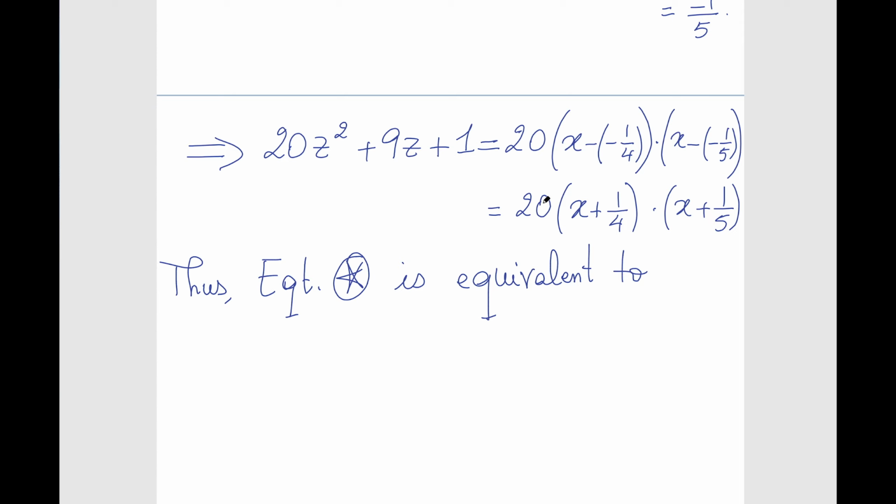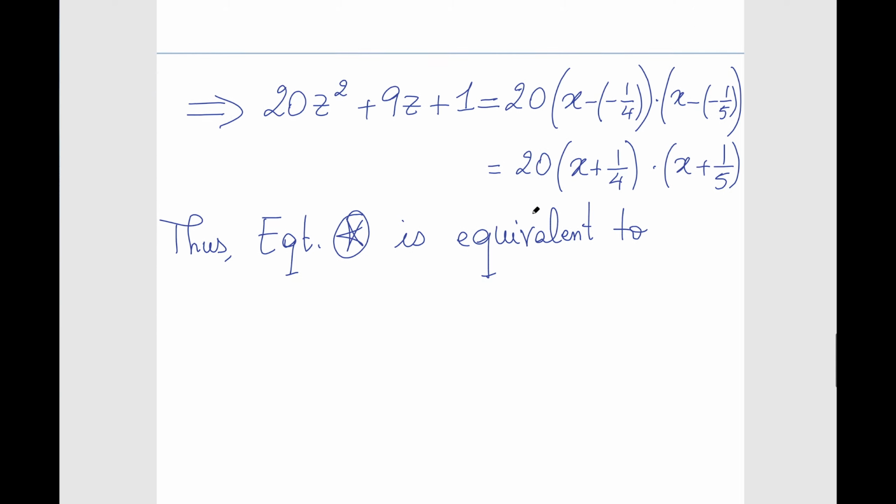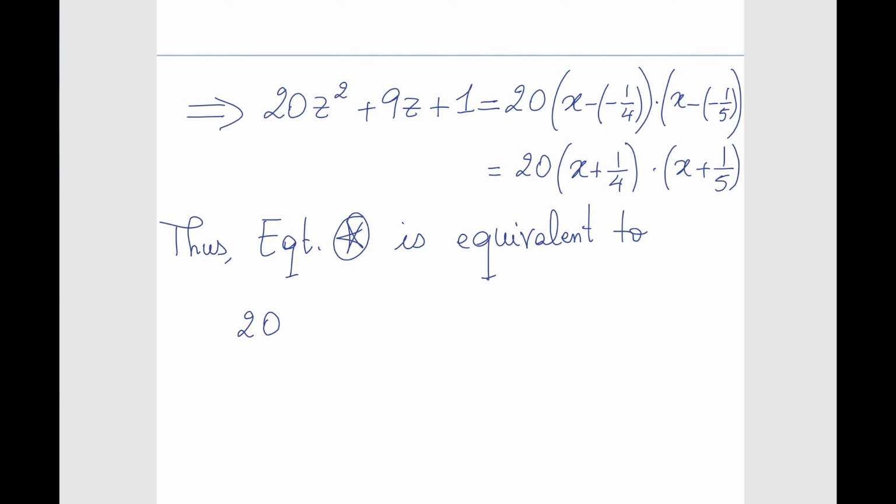remember in star this guy was the left hand side, but this guy can be factored as this, so we can write 20 x plus, oops, sorry, I meant z, and obviously I meant z over here as well, right? There's no x at this point, so z, z, z, and z, right? Okay.